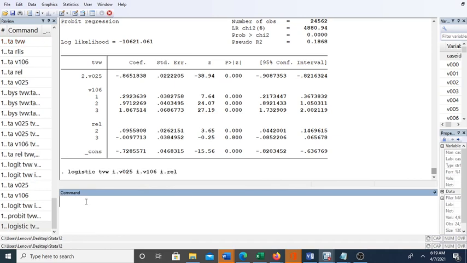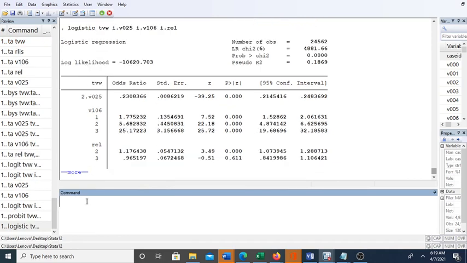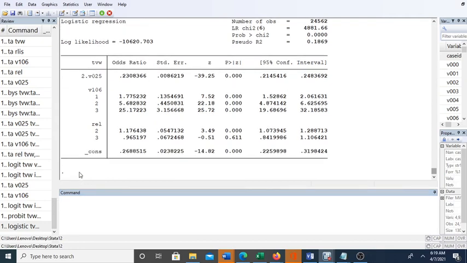Okay, this is another regression model. So you can see that when I did logistic, things have changed. Instead of representing the coefficients, it is giving me the odds ratios. The odds ratio.